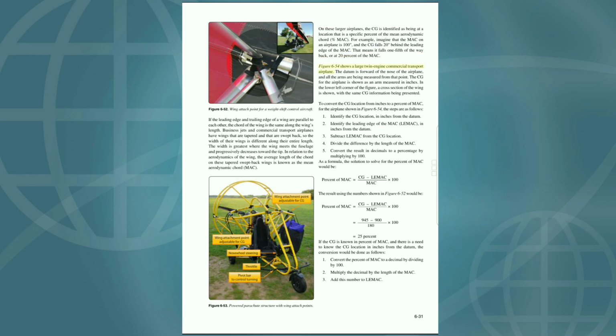Figure 6-54 shows a large twin-engine commercial transport airplane. The datum is forward of the nose of the airplane, and all the arms are being measured from that point. The CG for the airplane is shown as an arm measured in inches. In the lower left corner of the figure, a cross-section of the wing is shown, with the same CG information being presented.